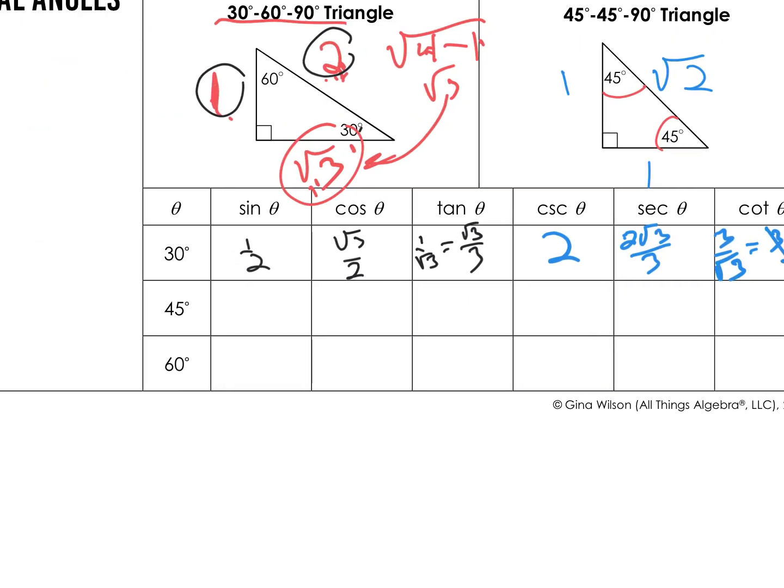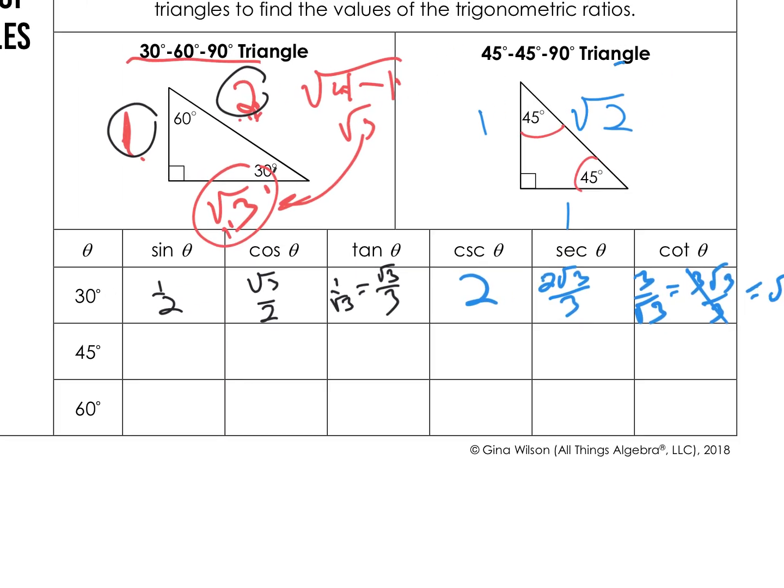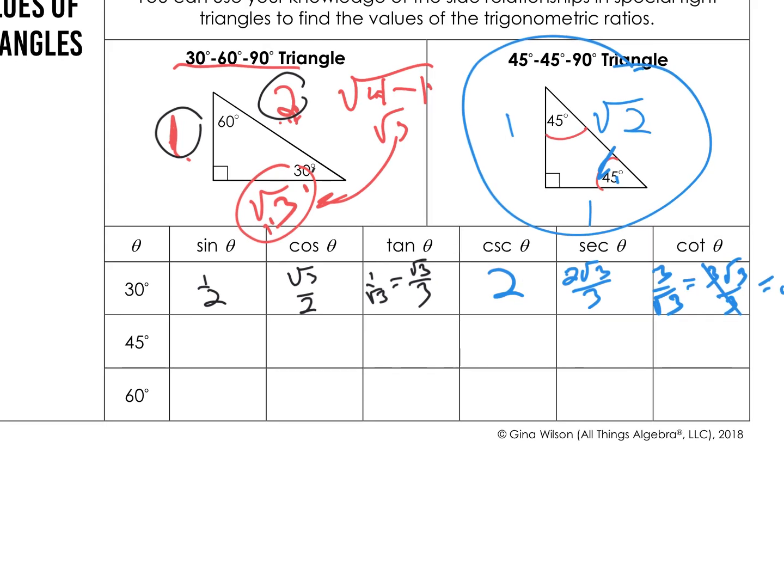All right. 45 degrees comes from this triangle right here. What's the sine of one of those 45s? Pick either one. It doesn't matter. Pick this one. 1 over the square root of 2, but I'll change that to square root of 2 over 2. What's the cosine of that 45? It's the same answer, right? Square root of 2 over 2. What's the tangent of that? It is a 1.